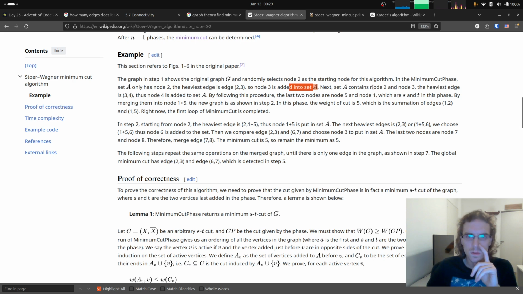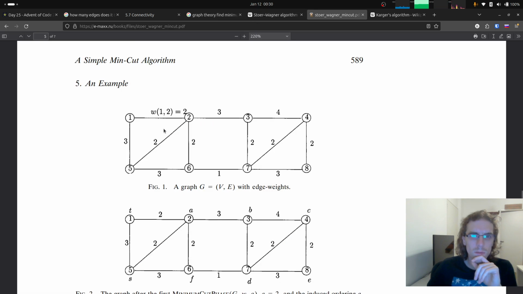Next, A contains node 2 and 3. The heaviest edge is 3, 4. Thus, node 4 is added to set A. So, just the heaviest edge is considered. That doesn't make much sense, but let's take a look at the graph. Then we're going to have 2 and 3.